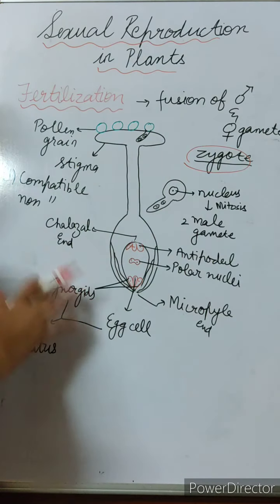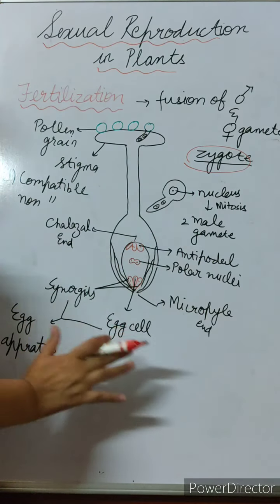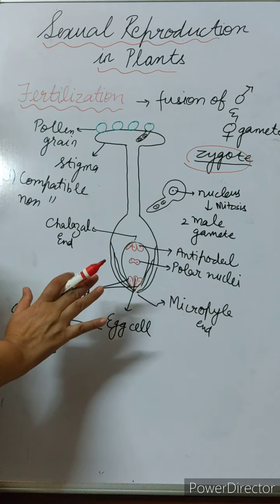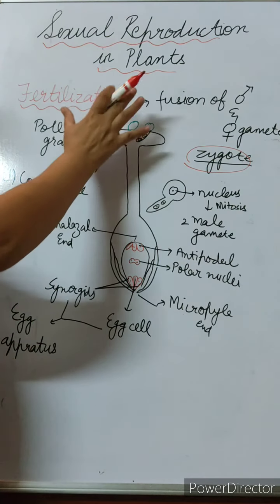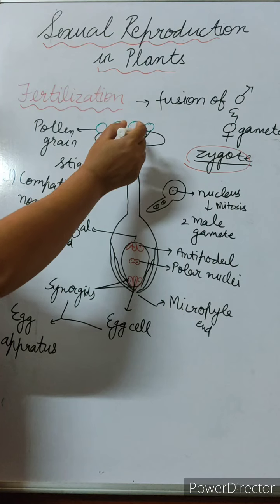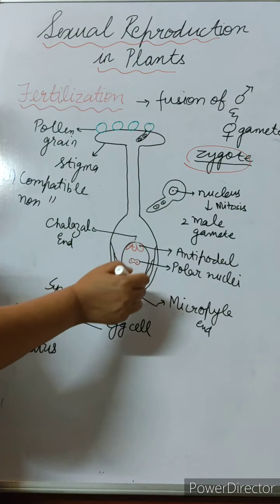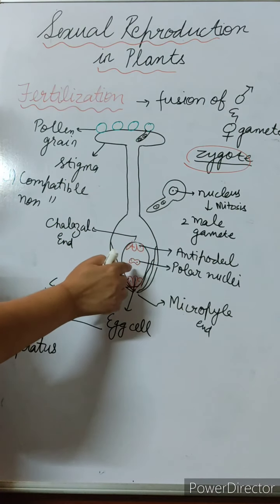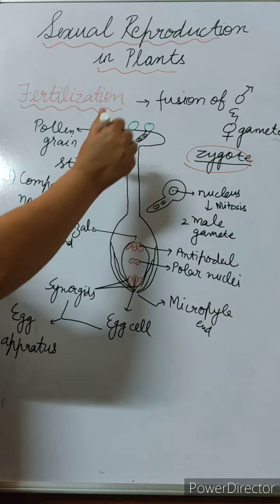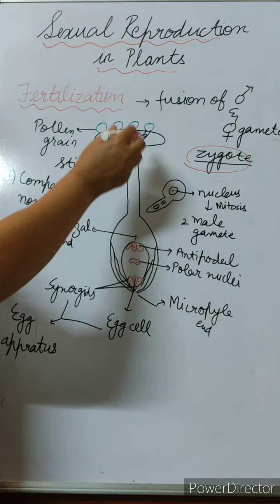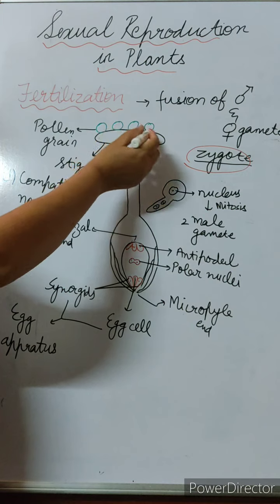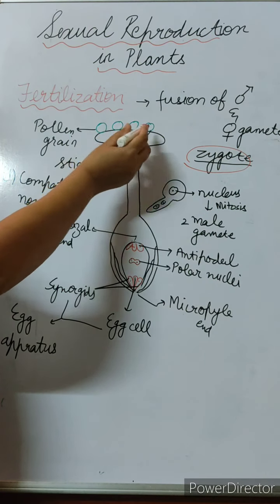Now here I have put the diagram for fertilization in plants. This is the transverse section of the carpel part. You very well know this is the stigma, this is the style, this is the ovary, and within the ovary this structure is the ovule, right? So now for fertilization, the pollen grains have landed on the stigma part, that is, pollination had already taken place.